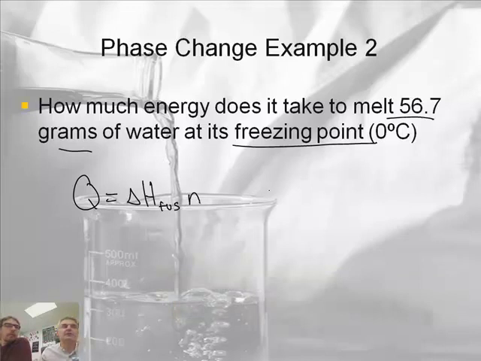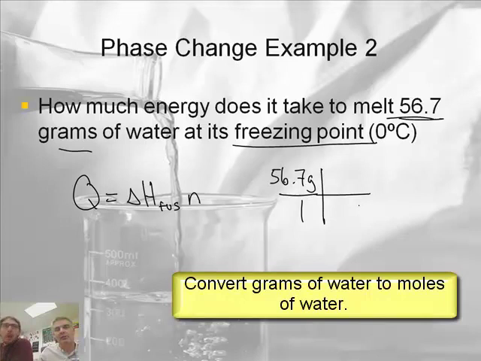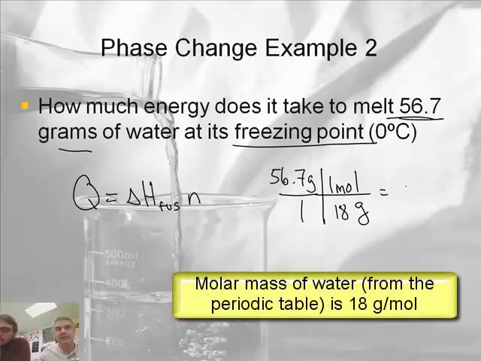Now, we've got to find what n is, because we have 56.7 grams of water. So we're going to have to do a little conversion. 56.7 grams over 1, and this is water, so grams to 1 mole. This is just the molar mass. It's H2O, so that's 18 grams in a mole. So how many moles do I have? That's 3.15 moles.